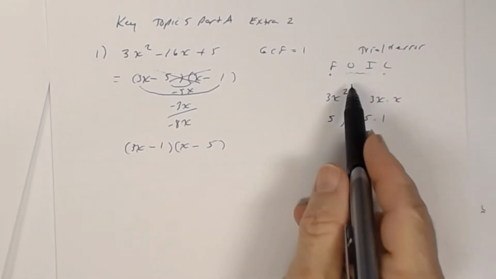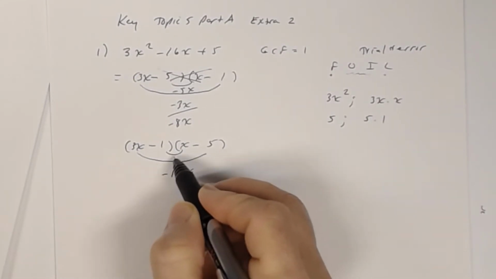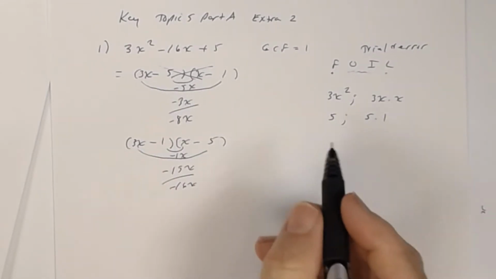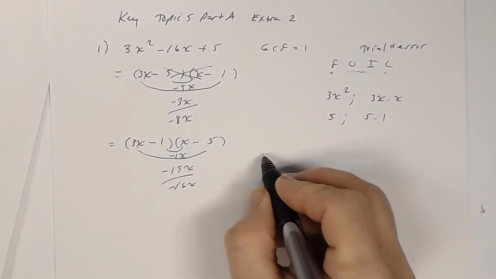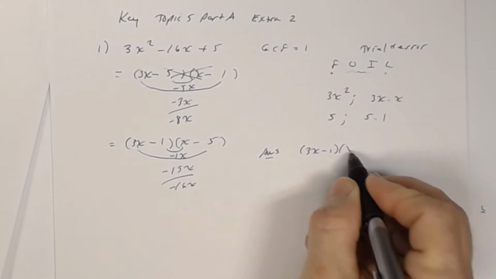Now let's do the outer and the inner. So the outer this time is a negative 15x. The inner is a negative 1x, and when I add them up, I get a negative 16x, and that's what you wanted. So the answer you're going to put is 3x minus 1 times x minus 5.